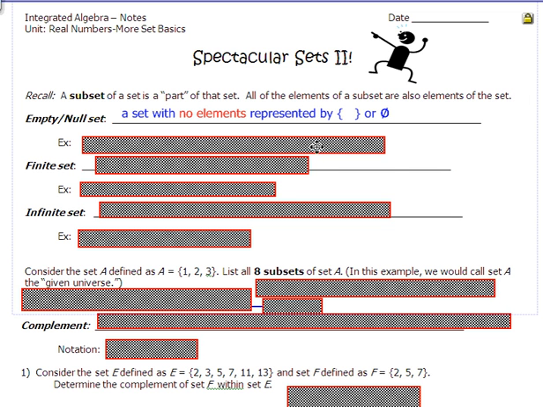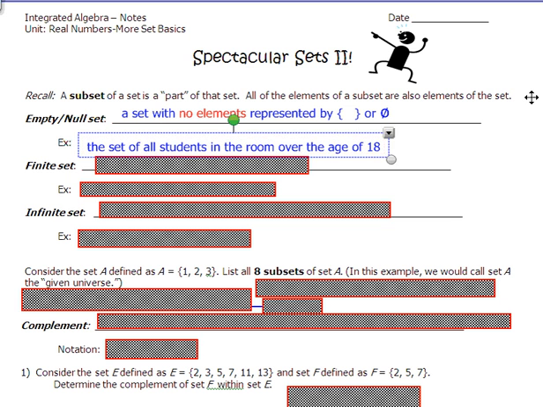Now, what is an example of that? Well, an example of that would be, let's say that you guys were here in the classroom with me. I would say, well, give me the set of all students in the room who are over the age of 18. Would anybody raise their hand? No. We don't have anybody in our class who's over the age of 18. So that would be an empty set.